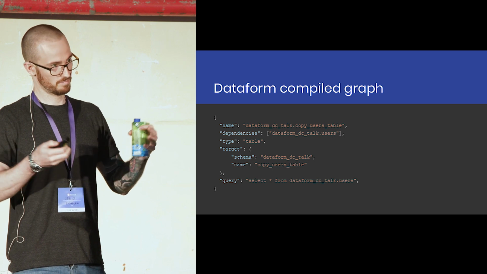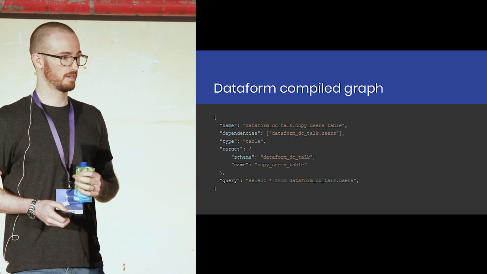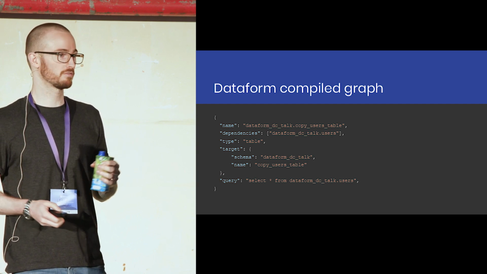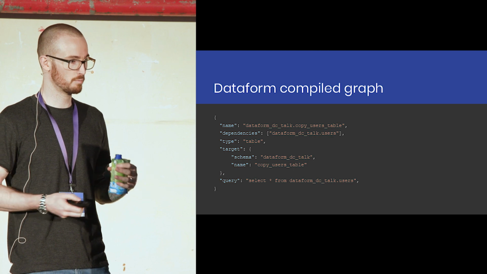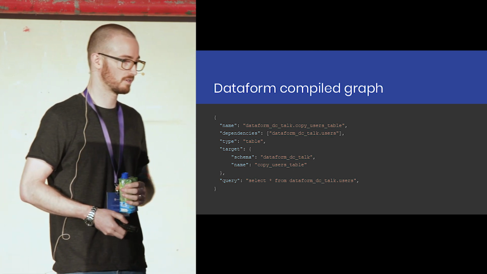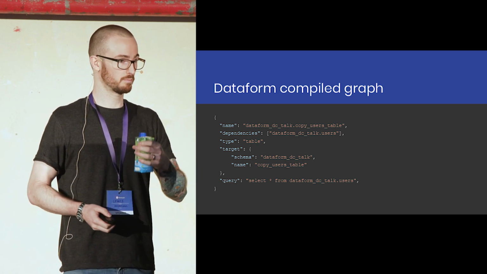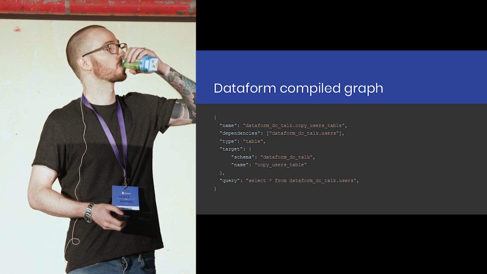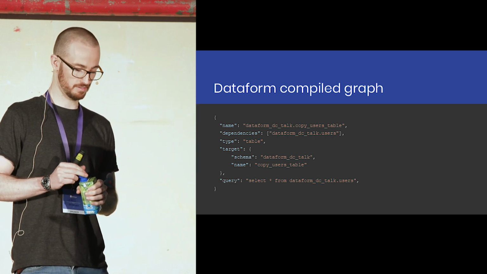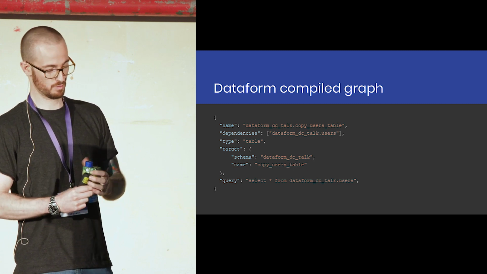This is an example of how that code gets turned into a compile graph. So this is just a piece of JSON describing this action. We've got a name. We've got the table that we're going to create. We've got the pure SQL, the select star statement, and the type of the table that we want to create. So two things have happened during this compilation process, which are worth pointing out.